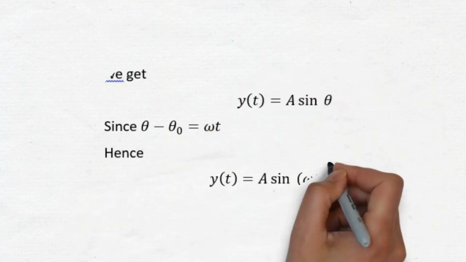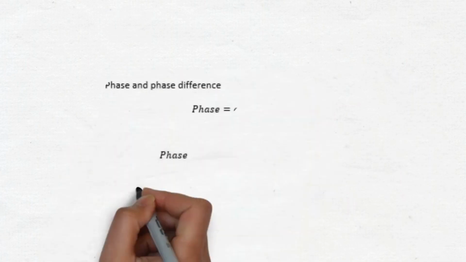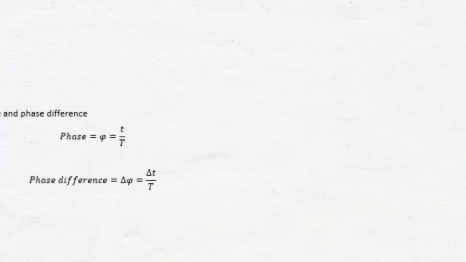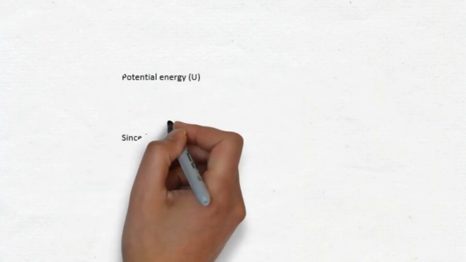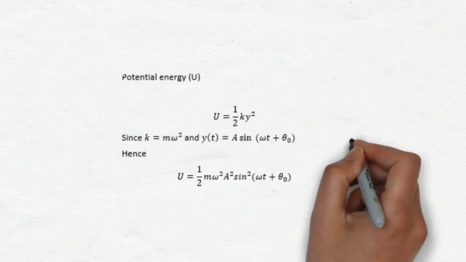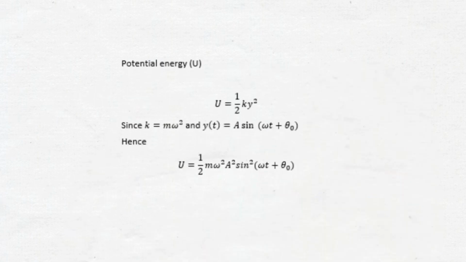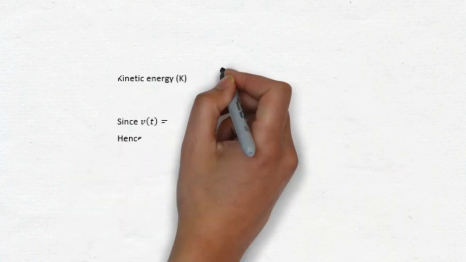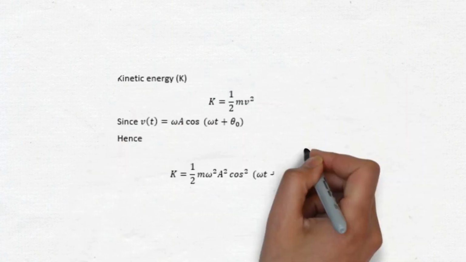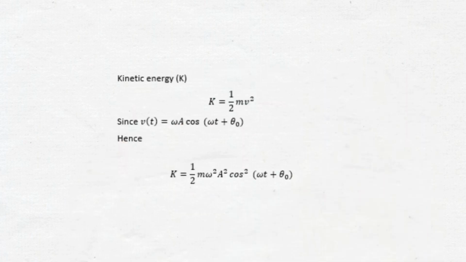The oscillation has phase. It also has a potential energy, and here's the formula. Also the kinetic energy, and mechanical energy.